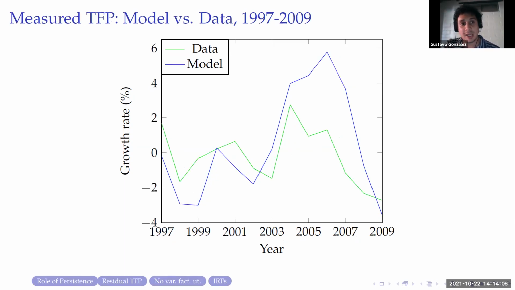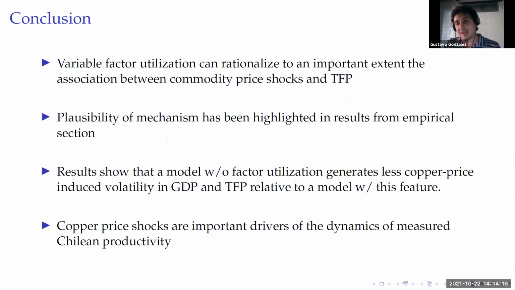Similarly, we see a positive correlation, that is not that surprising, but similarly here we see a positive correlation between copper price shocks and revenue TFP, which is something that you didn't encounter before. And you see that it's also more volatile than in the data. So basically, just to wrap up, we have that variable factor utilization can rationalize to an important extent the association between commodity price shocks and TFP.